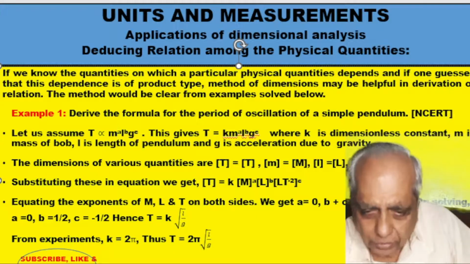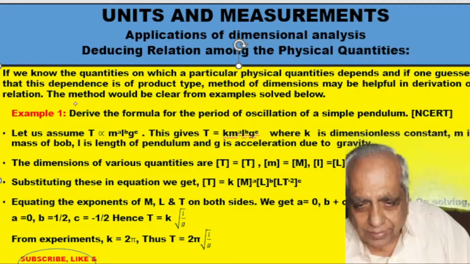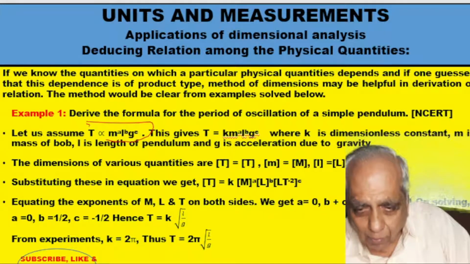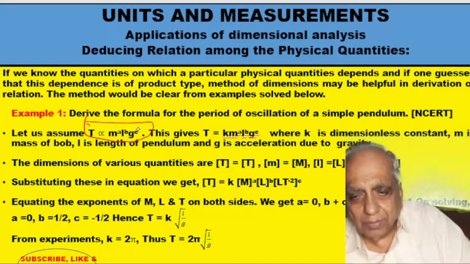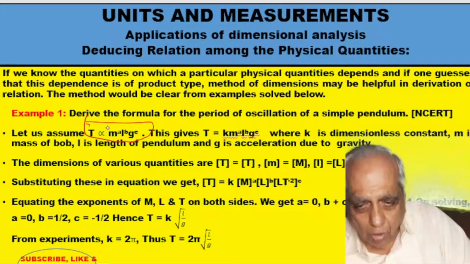So the procedure is, we will write that time period T is proportional to m raised to a, l raised to b, g raised to c. We write in this manner because I know it depends upon these three parameters. Now I will remove the sign of proportionality and put the sign of equal to. So my k will come, where k is a dimensionless constant. I explained to you last time what a dimensionless constant is.